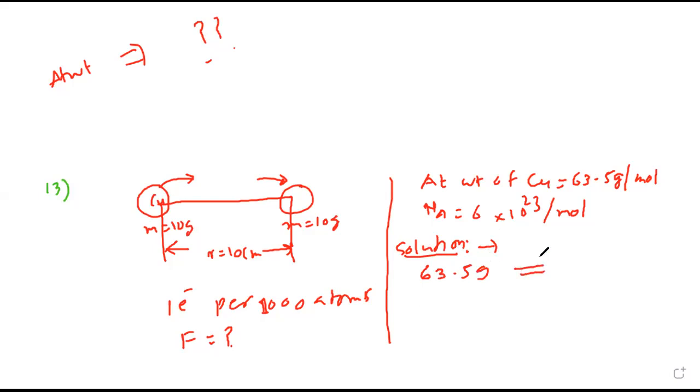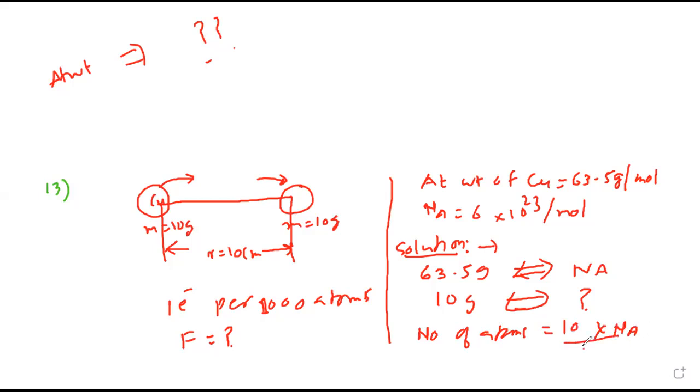So 63.5 gram corresponds to Avogadro number. So 10 gram corresponds to how many atoms? So it is nothing but number of atoms will be 10 into Avogadro upon 63.5. Have you followed? This is the only line which we make mistake. This much clear? Yes, sir. Okay. Just copy till this. Yes, sir. Atomic weight means nothing but Avogadro number. So 10 gram is this many atoms. Done? Okay.